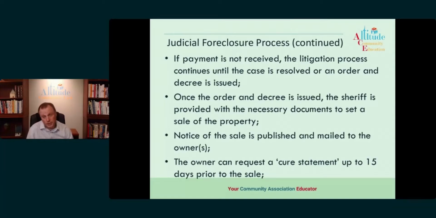Once the order and decree is issued, the sheriff is provided with the necessary documents to set a sale of the property. So with the sale of the property, there's all sorts of notice that's now going to have to happen. So you're going to have the notice of sale published. Typically, basically for cost reasons, it's going to be done in a local publication, as opposed to, I don't know if the Denver Post is still around, but it's not going to be a huge publication. It's going to be those more community-based type publications. It's also going to be mailed to the owner.